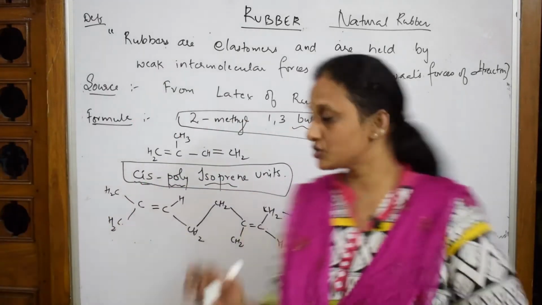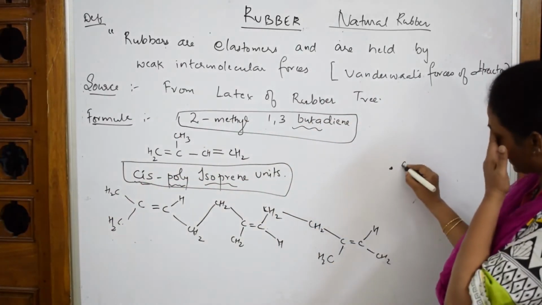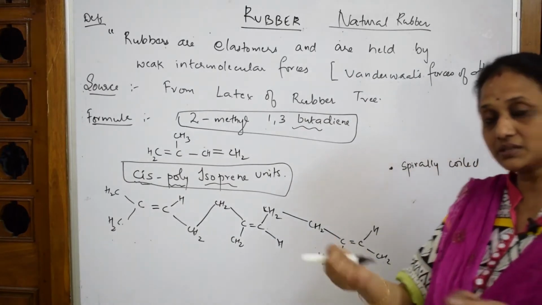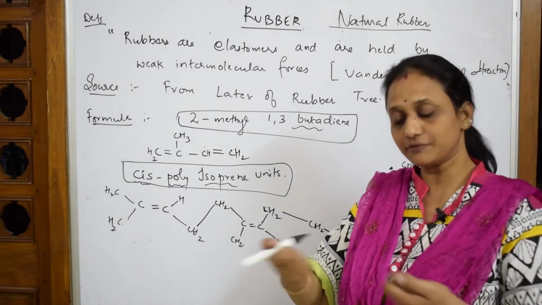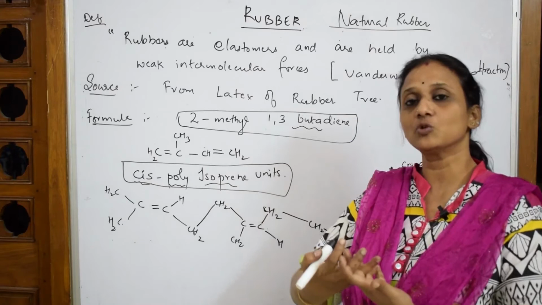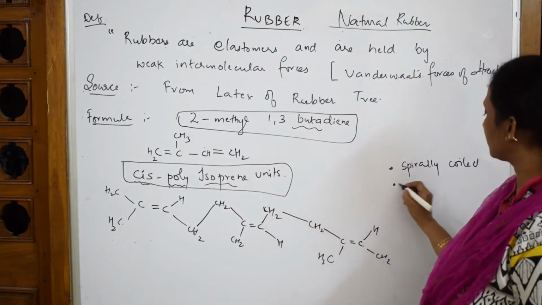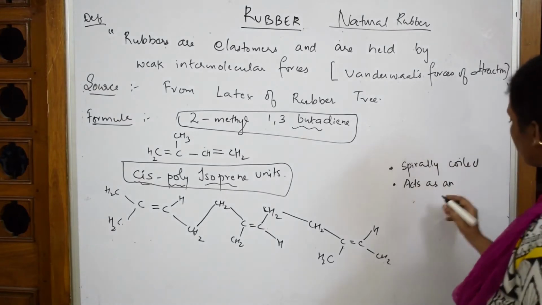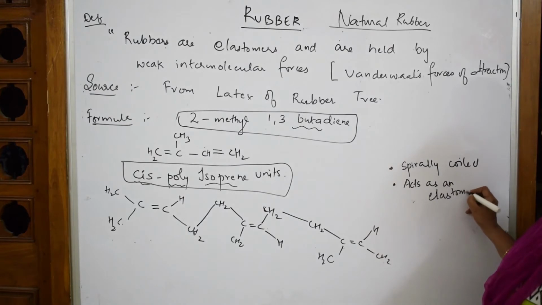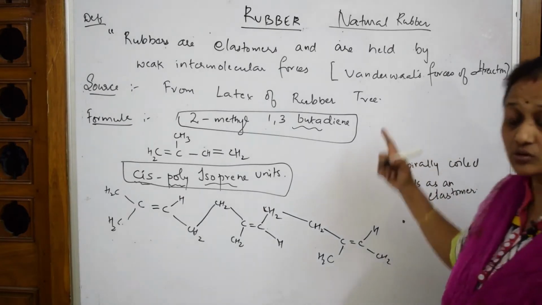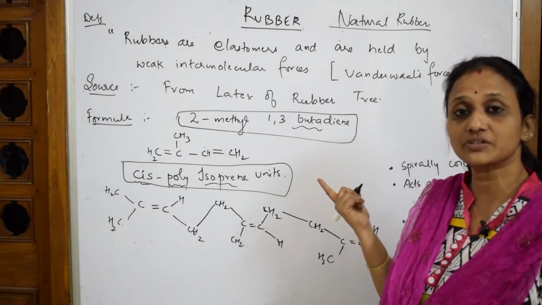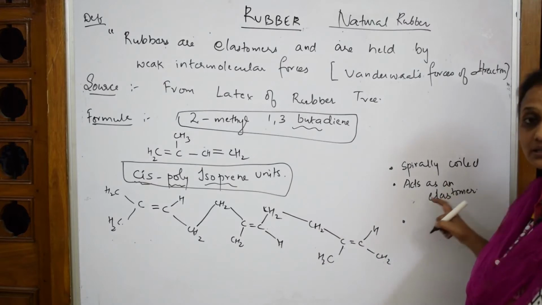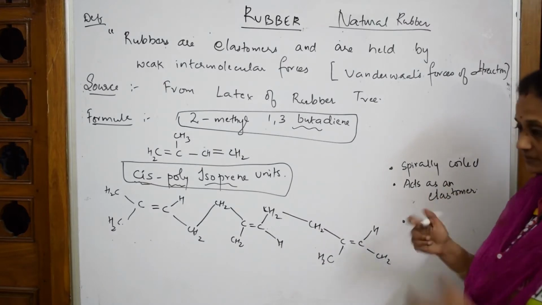Now when I have to see the structure of natural rubber, what are you finding? Basically it is spirally coiled. Right, it's spirally coiled. That is why when I apply a certain elastic force, it will stretch, and when I release, it will again go back. So spirally coiled, and it acts as an elastomer. Yes, done. So I already wrote what are the weak forces of attraction, that is van der Waals forces of attraction existing in them. Done.